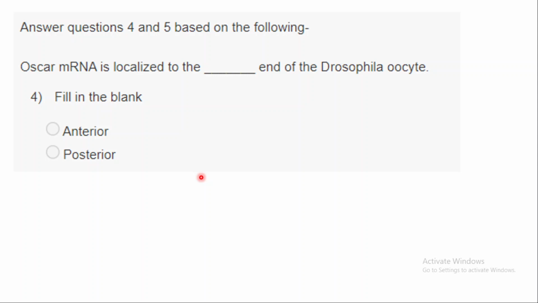So answer questions 4 and 5 based on the following. Questions 4 and 5 will be linked, and based on the following you have to answer both the questions. Oscar mRNA is localized to the dashed end of the Drosophila oocyte. Oscar mRNA localization in the Drosophila oocyte. Which end? Is it the anterior end or the posterior end?